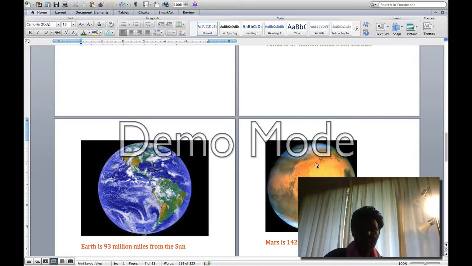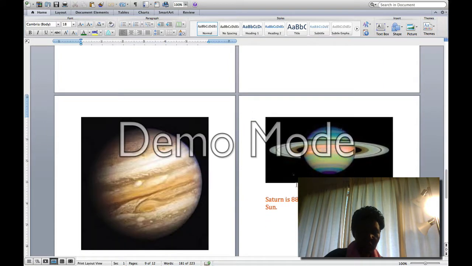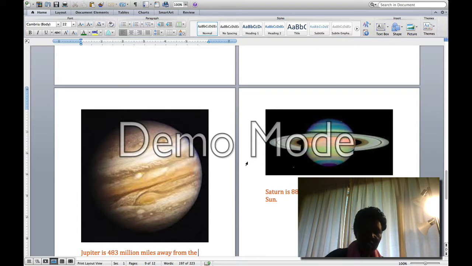And the next planet is Mars. It is 142 million miles from the sun. This is Mars. Then we have Jupiter, the largest planet of all of our 8 planets in our solar system, and Jupiter is 483 million miles away from the sun.